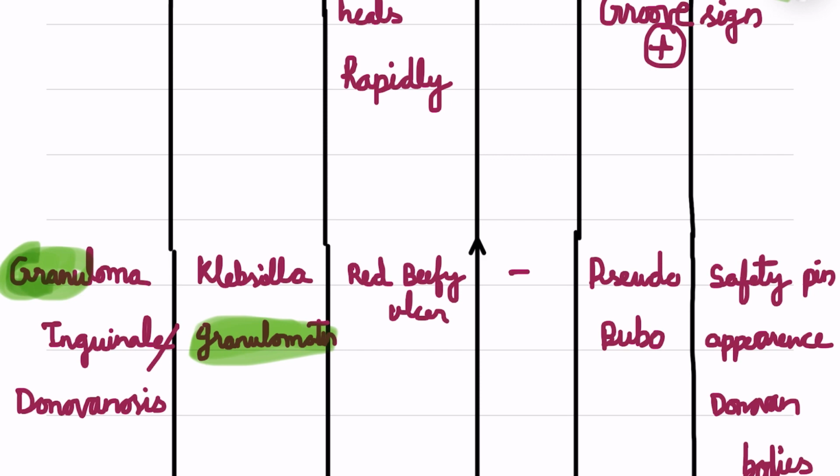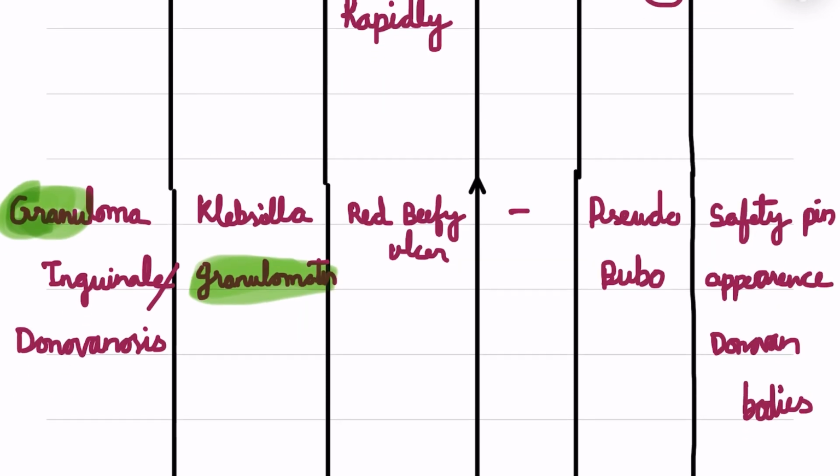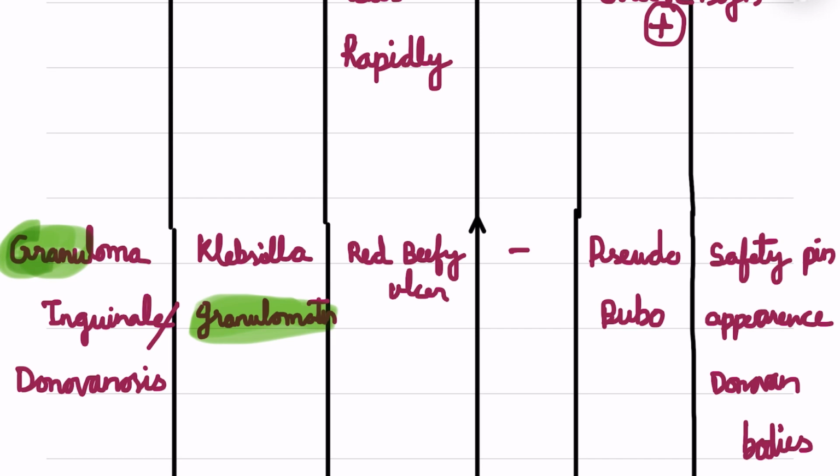When the original lymph node is enlarged, it is called a bubo, but when the soft tissue around it is enlarged, it is called a pseudo bubo, which is seen in case of granuloma inguinale or donovanosis. When seen under the microscope, Klebsiella granulomatis appears with a safety pin appearance, and these are also called Donovan bodies, so the disease is called donovanosis. This is the safety pin appearance. The terminal ends will be stained, which is seen in Klebsiella granulomatis, the cause of granuloma inguinale or donovanosis.